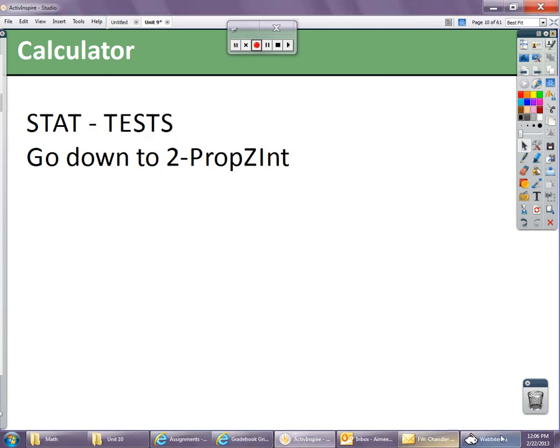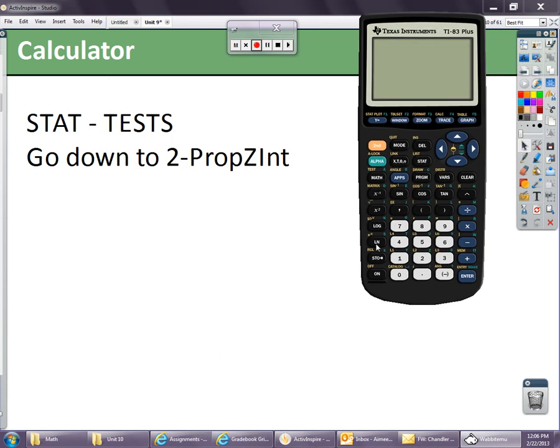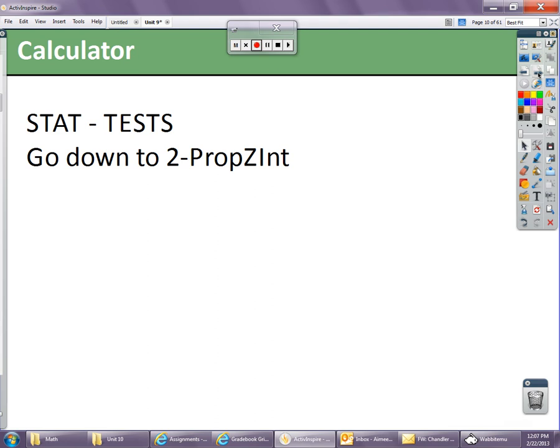Okay, so that would be press Stat, arrow over to Tests, and for a confidence interval, we're looking at two proportion confidence intervals. So it's this option B, which is 2-PropZInt. Okay? So that was confidence intervals.